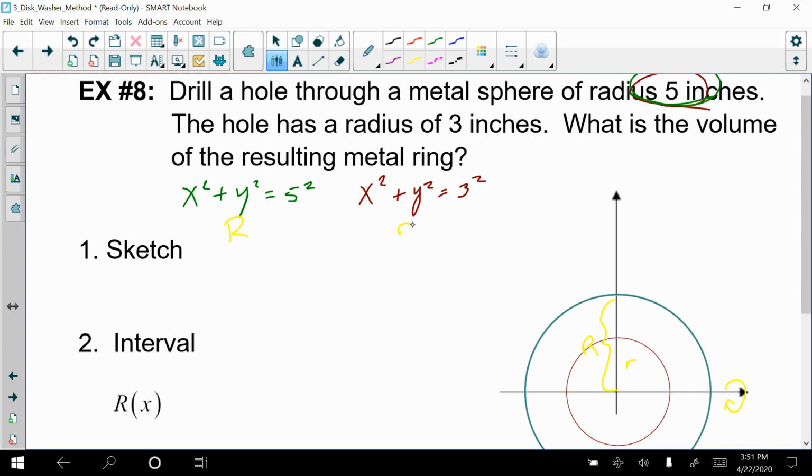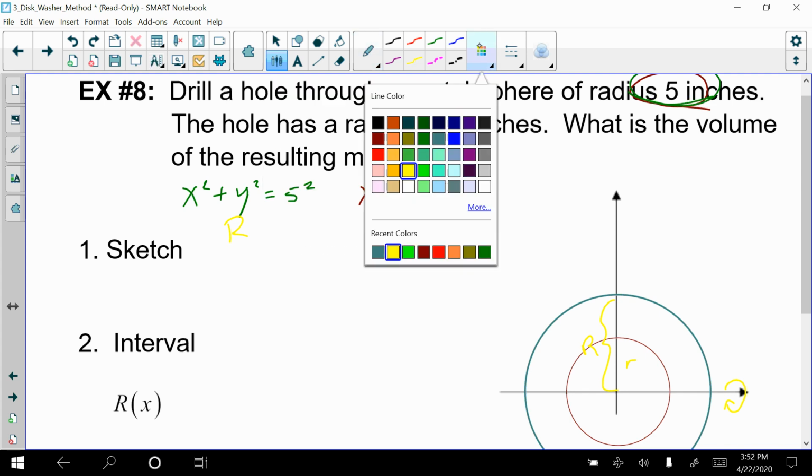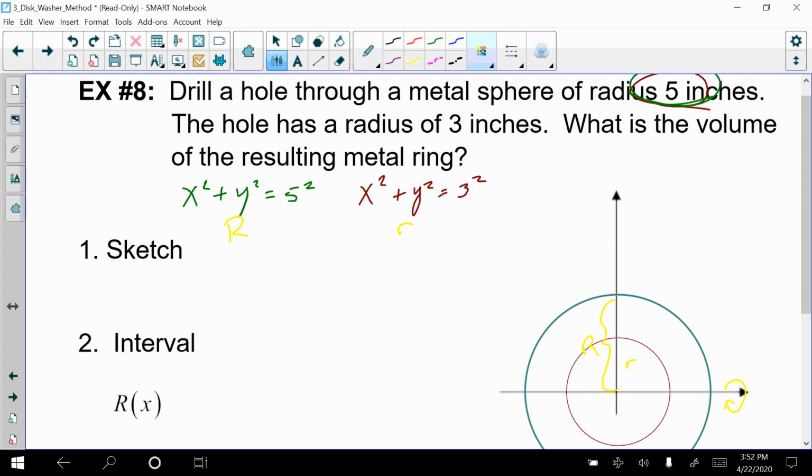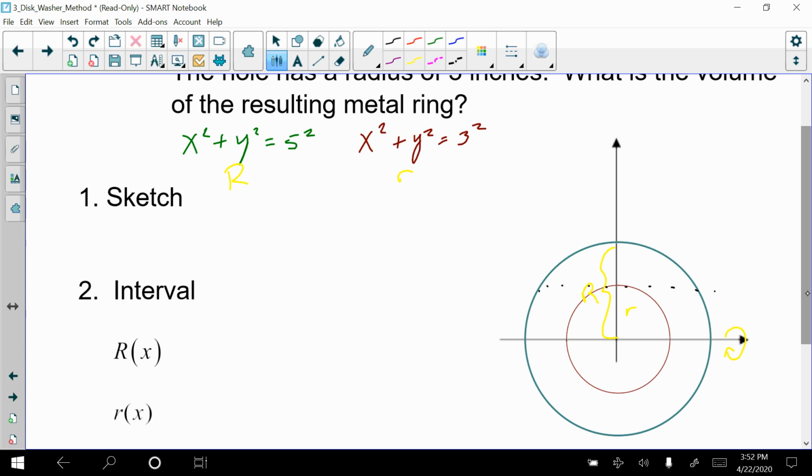And the interval is going to be, well, where do they intersect each other? At 3 inches, we have our sphere, and we're going to drill a hole in it, like here and here. So all of this is our, let me maybe not do all of that in black.